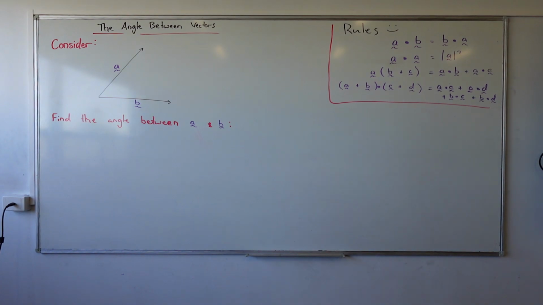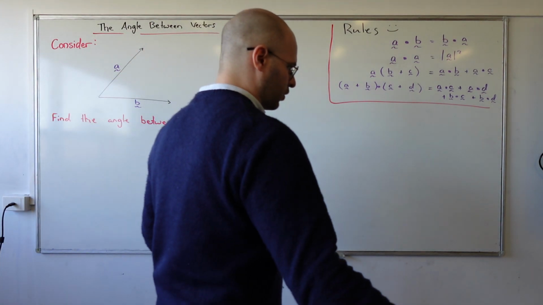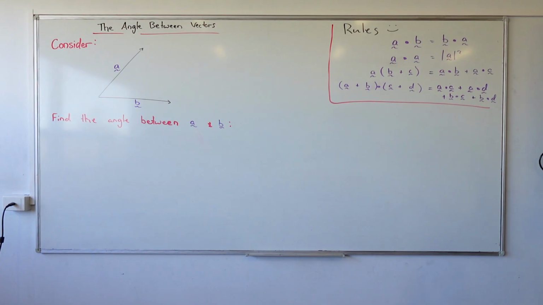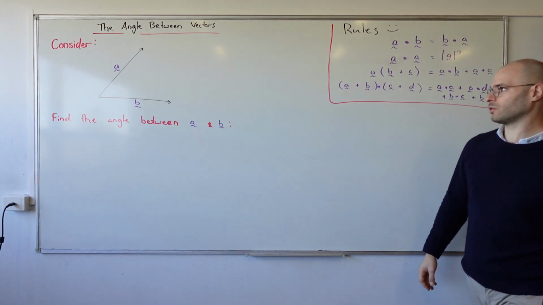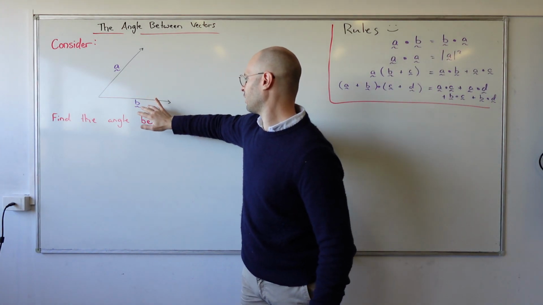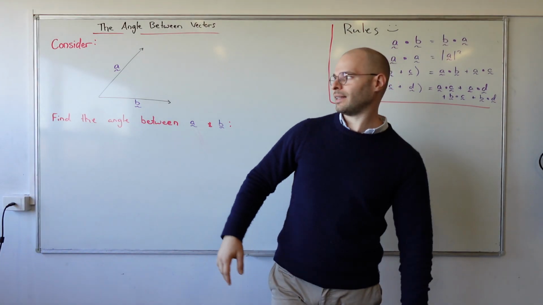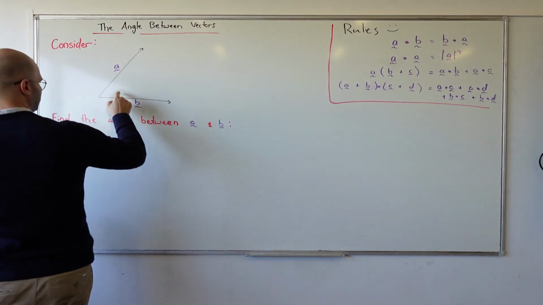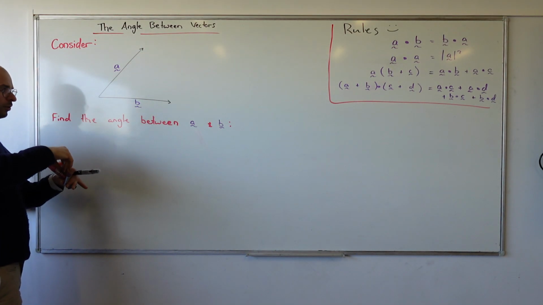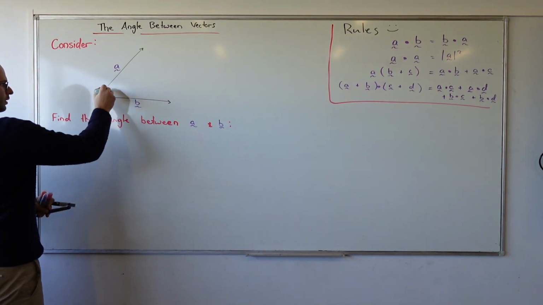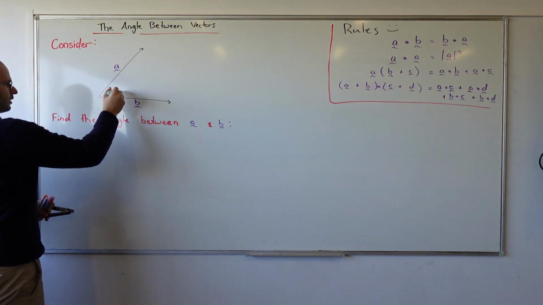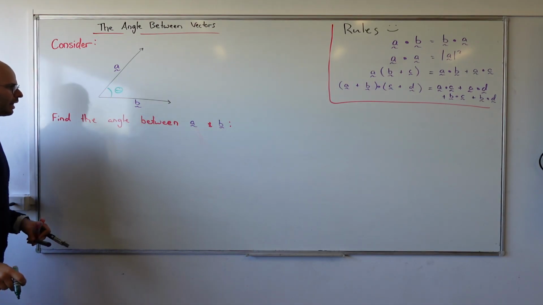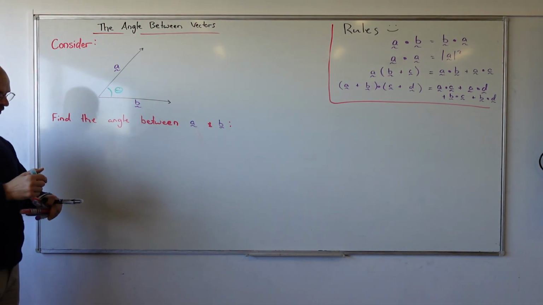What we're going to do is derive the formula to find the angle between two vectors. In this instance, we've got two vectors, A and B, and we're going to find the angle in between A and B, shown here. What do we want to call this angle? Theta.